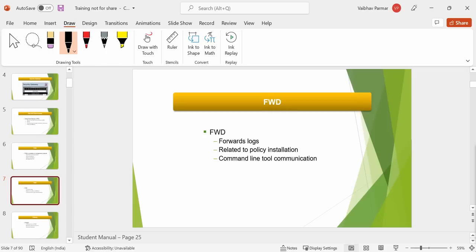Okay. Any question on FWD? So these are all user processes. Whatever you do from your side, you put the details into the device, this thing will come into the picture. This is on the management server.